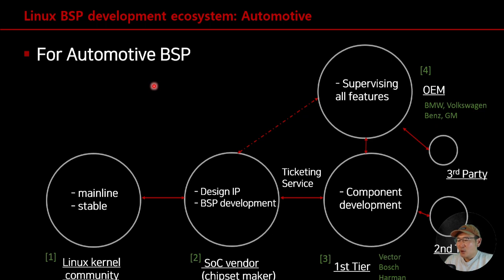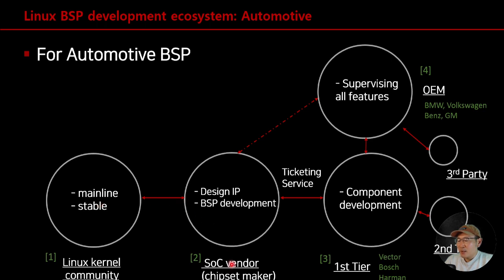So, in order to understand the work process of BSP development, especially for the automotive business, we have to understand the ecosystem of Linux BSP. The first player of Automotive Linux BSP is the Linux kernel community. The Linux kernel community is maintaining the kernel versions, like the mainline Linux kernel, and the second is the stable kernel version. We call the stable Linux kernel version the LTS version.